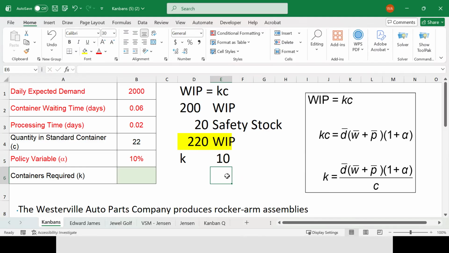Another question that could arise could be to figure out the number of parts in the container, and it all comes back down to the second formula here.